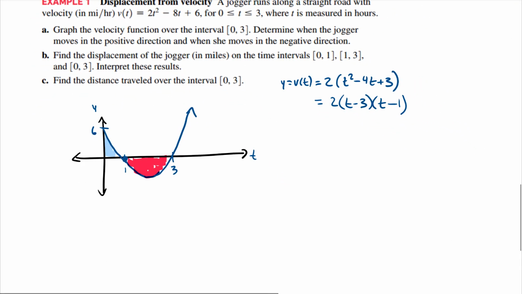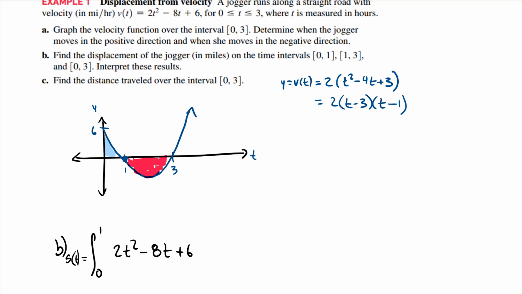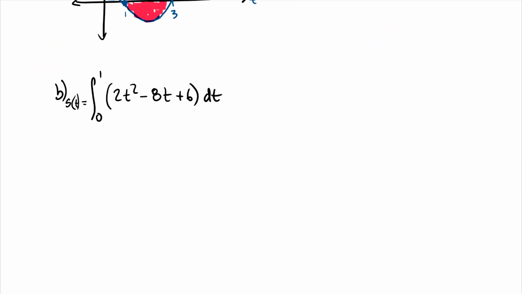And this is actually going to help us out quite a bit. So let's do part B. All right, so from 0 to 1, that means S of t is going to be the integral from 0 to 1 of our 2t squared minus 8t plus 6 dt. So let's go find an antiderivative on this. So we're going to get 2/3 t cubed minus 4t squared.